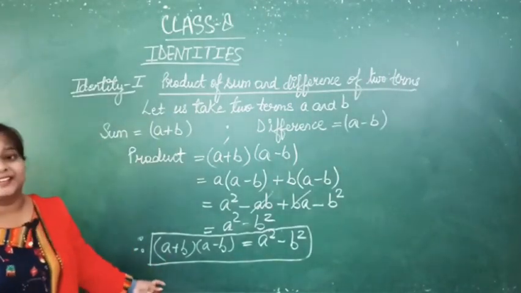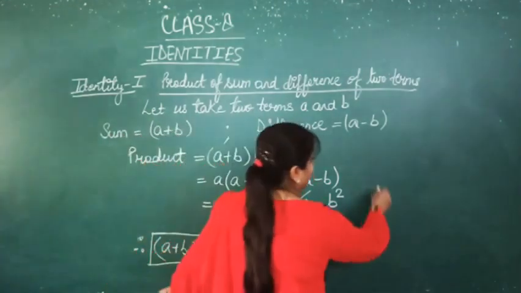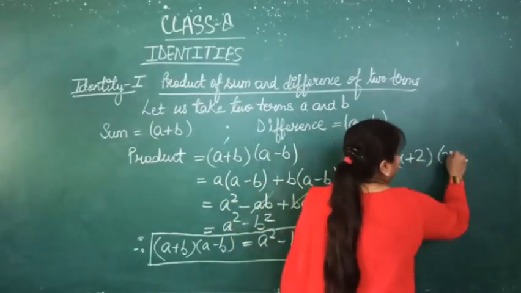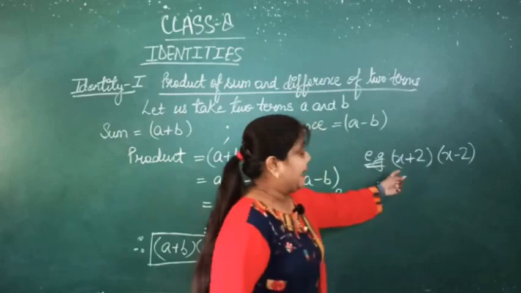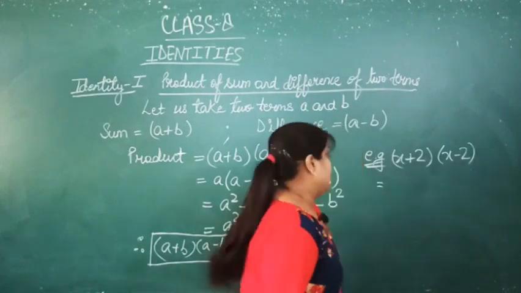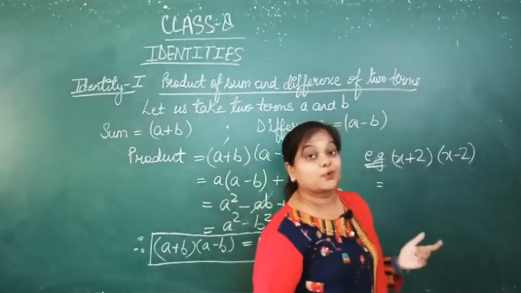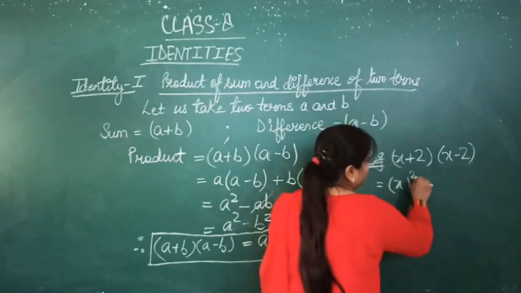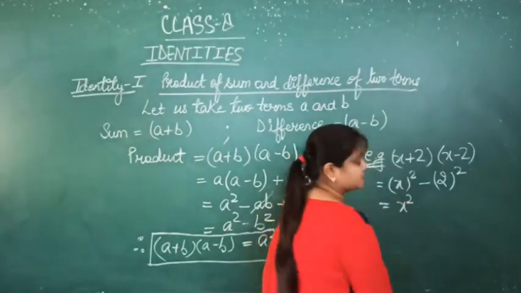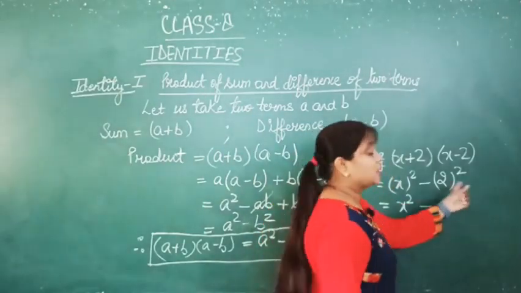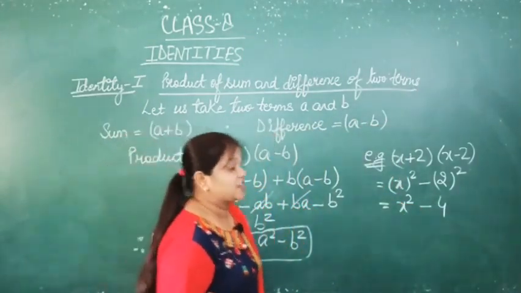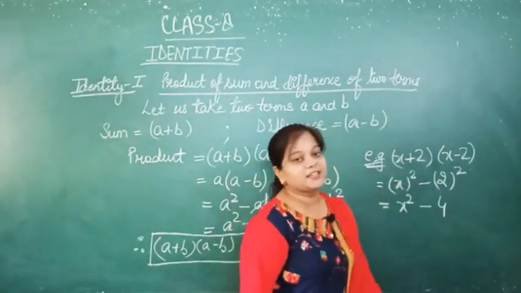Let us learn this identity using our example. We have to multiply x plus 2 and x minus 2. Here, in place of A, it is given x, and in place of B, we have 2. So, using our first identity, that is A square minus B square, so x square minus 2 square, and x square is x square, and minus 2 का square is 4. So this is the answer for the algebraic expression (x plus 2) into (x minus 2).